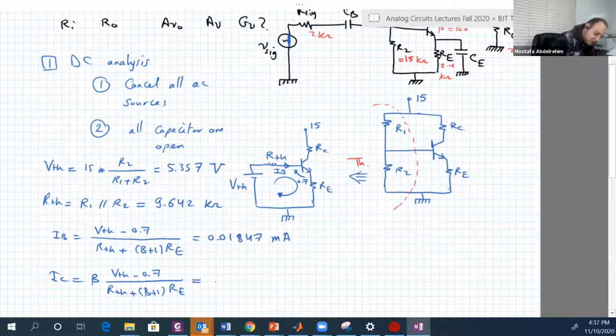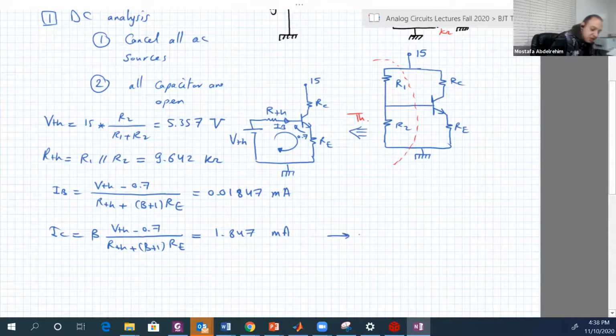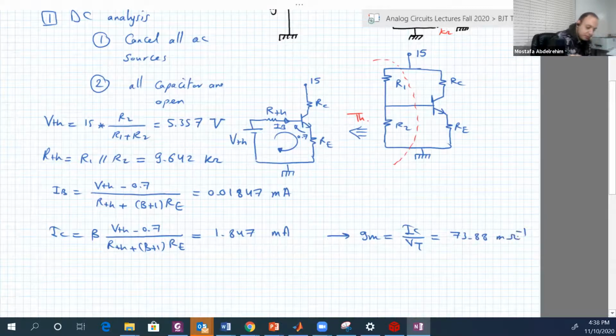Good. So multiply this number by 100, so IC is 1.847 milliamperes. Of course, now we can determine gm. gm is equal to IC over VT. If we calculate gm, it will be 73.88 milliohm to the minus 1. And remember, now gm is more stable. It will not change much if beta changes.